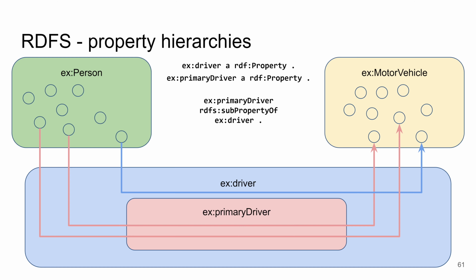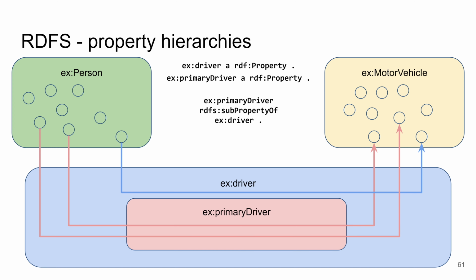This can be visualized like this. So we have people in the green field and motor vehicles in the yellow field, and then we have pairs of nodes where the first one is a person, the second one is a motor vehicle, and all those pairs of nodes which are connected are represented by the property. So again, the property can be viewed as a set of pairs of nodes connected by that property.